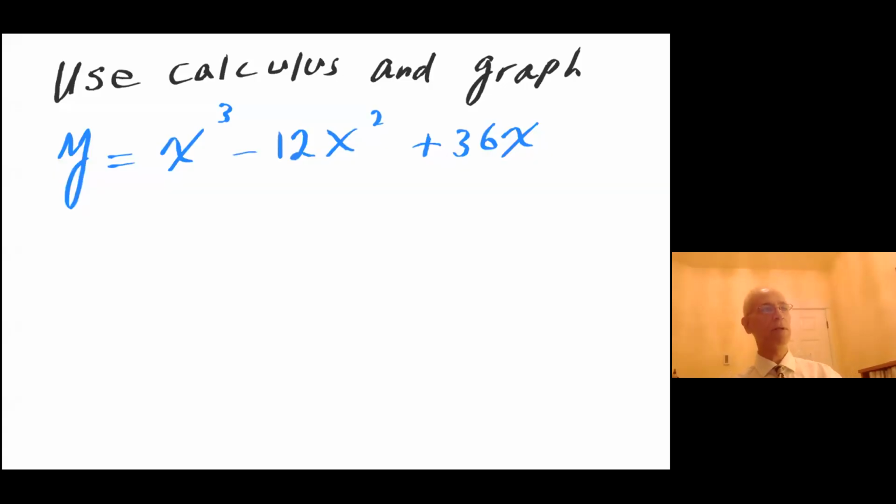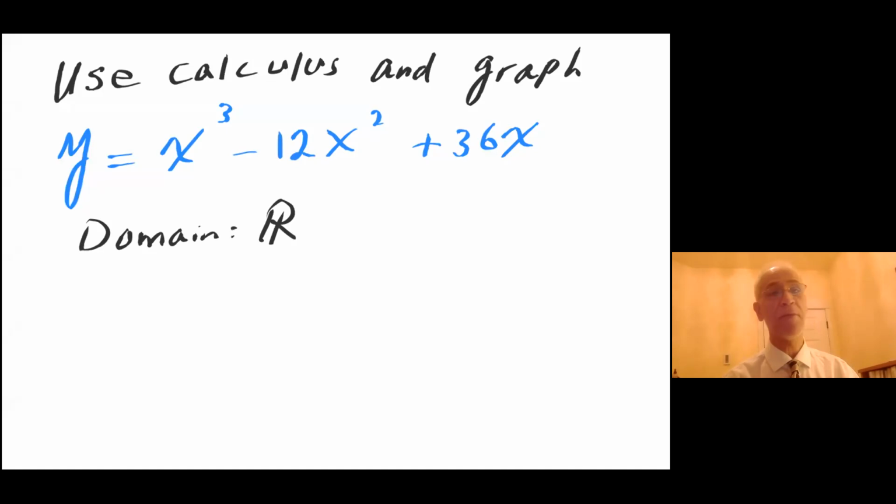Hello, Math 151. We want to use calculus and graph y equals x cubed minus 12x squared plus 36x. In pre-calculus from previous math courses, we know that the domain of this graph is all real numbers from negative infinity to positive infinity. This is a polynomial of third degree, so it is continuous at all times.